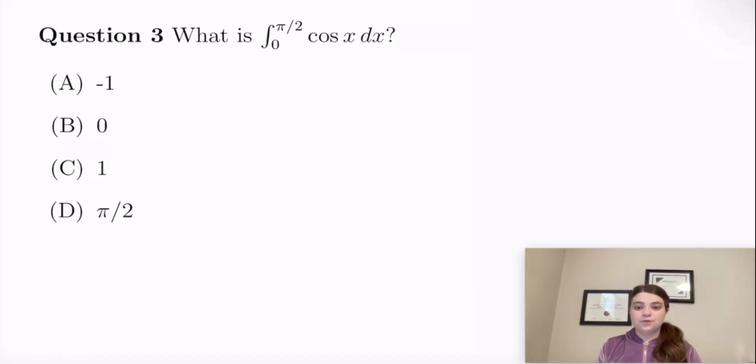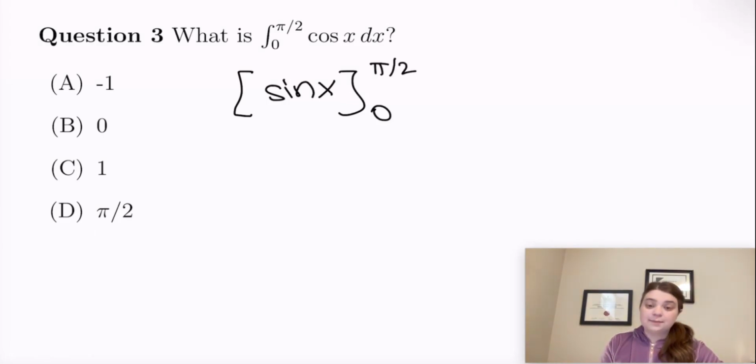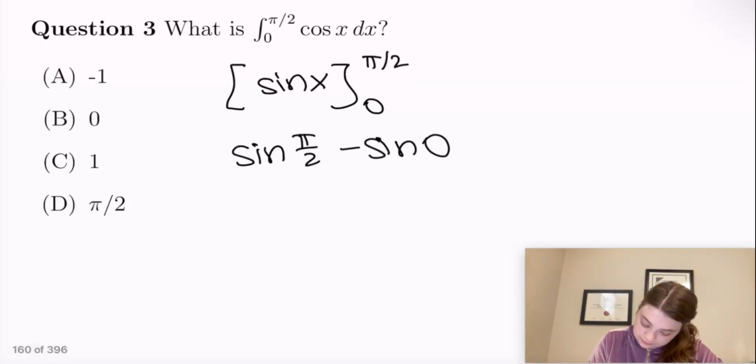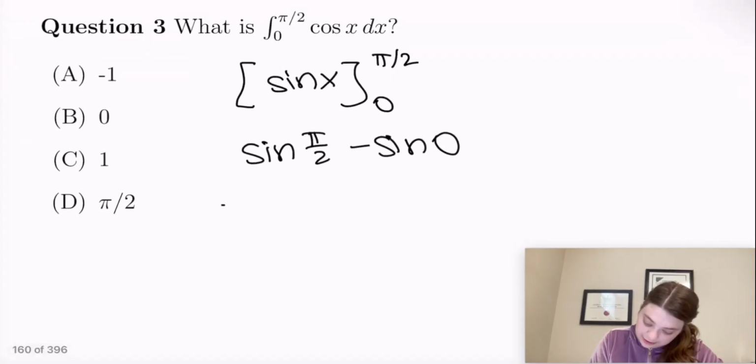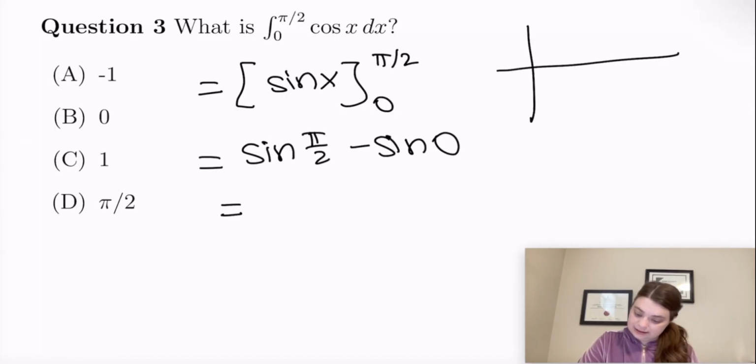All right, here's another one. So same steps. First off, what is the antiderivative of cosine? Well, that'd be sine. So therefore, this is the same as sine x with the bounds from 0 to pi over 2. And then I'm going to plug those in. So we're going to get sine of pi over 2 minus sine of 0. And then what's sine of pi over 2? Well, if we think about the graph of sine, how it goes like this, we would remember that sine of pi over 2 is 1.